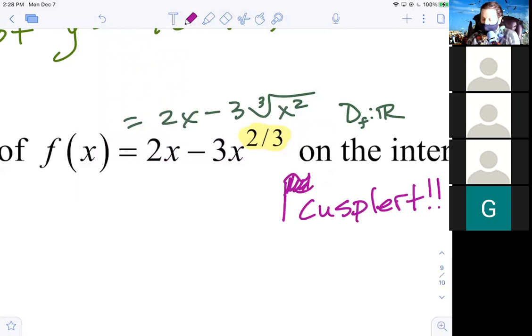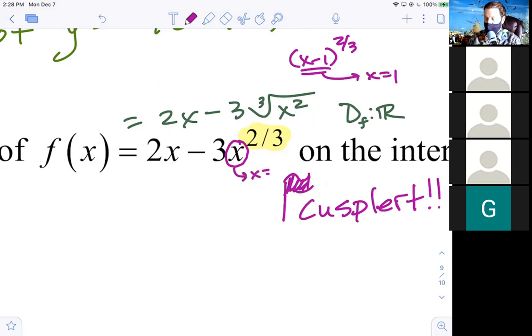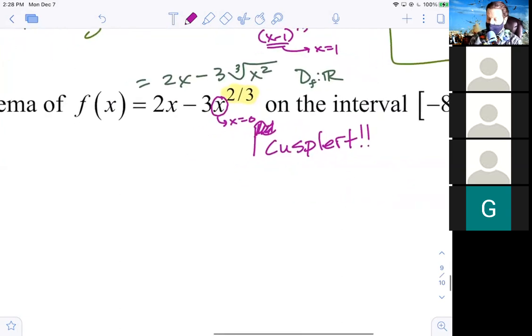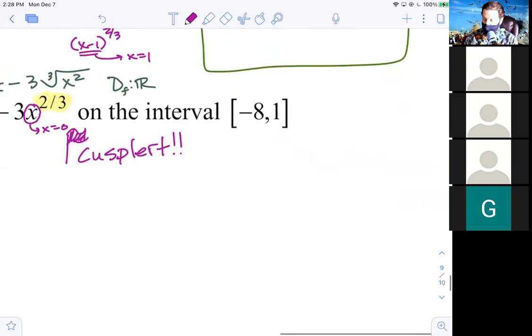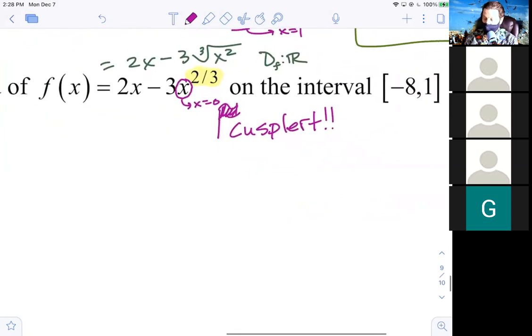And not only are you on cusp alert, but it's going to be at the root of whatever the base is. So in the warm-up, I think it was x minus 1 to the 2/3. So the root of that base was x equals 1. So we had a vertical tangent at 1. Here, the root of the base is 0. So I know there's going to be a vertical tangent at 0. I don't know if it's going to be a local max or min, but I know there's going to be a critical value at 0. Okay? So anyway, we're on cusp alert. But there might be more. Let's do the EVT first. This function is continuous on the closed interval. So the EVT applies.